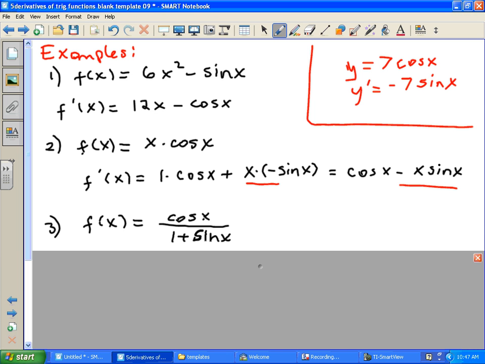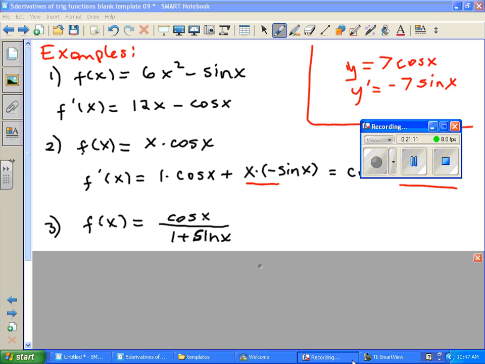Okay, here you have another one to work on. This time I'm going to give you some time to think about cosine x over 1 plus sine x. And please make sure you simplify your answer as much as possible.